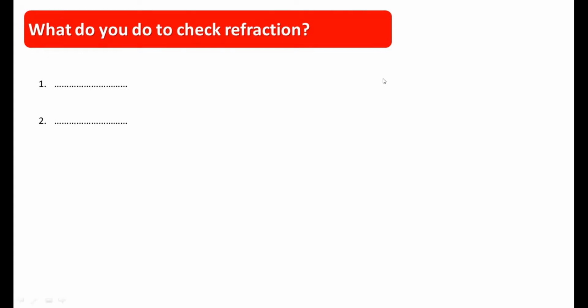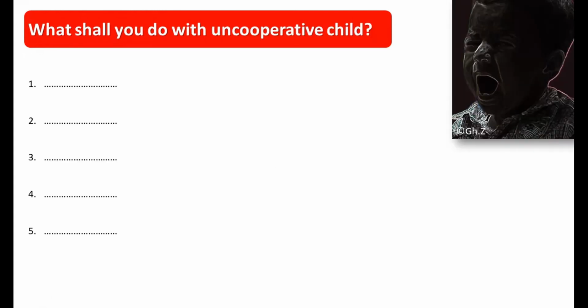Dr. Subia said, strict retinoscope with free lenses. So generally, I don't use free lenses because it takes time. So we have a lens rack. So it's faster to use the lens rack. So suppose during your visit, the child is very uncooperative. What shall you do?